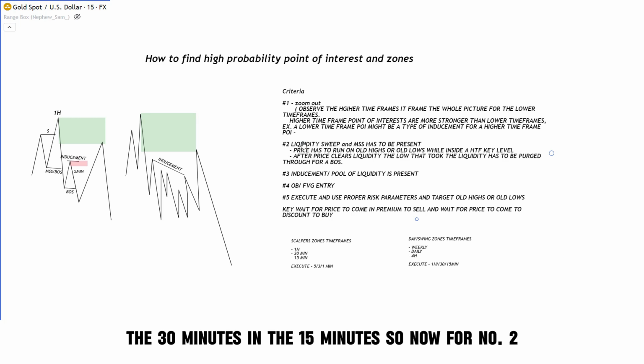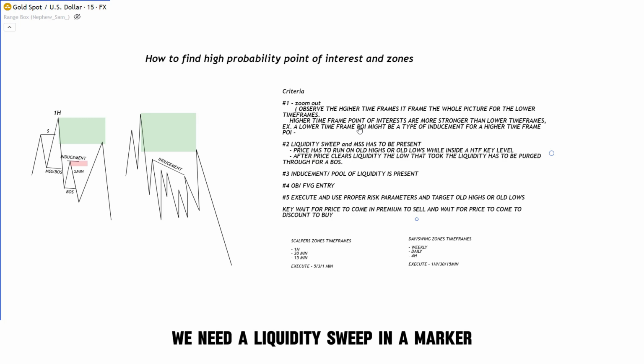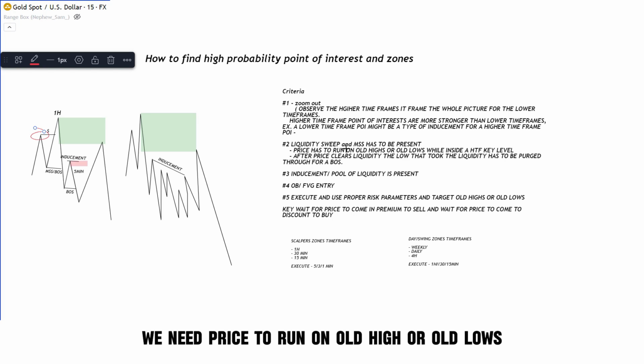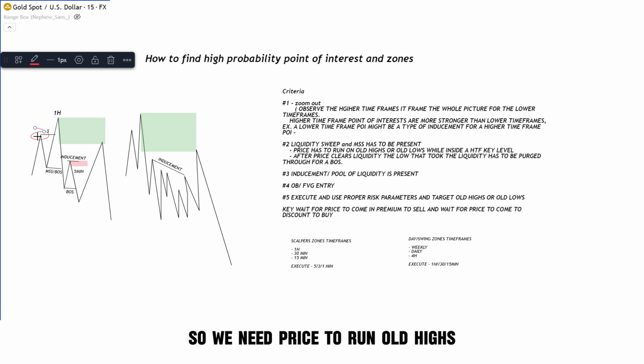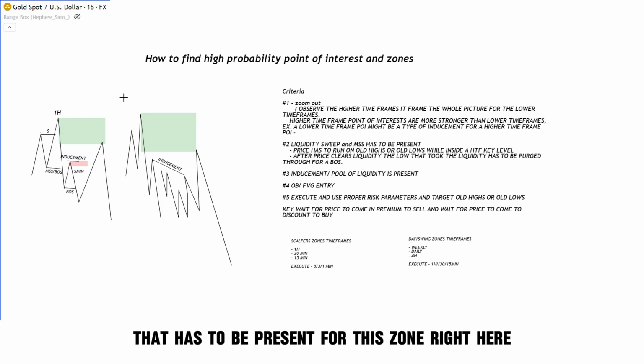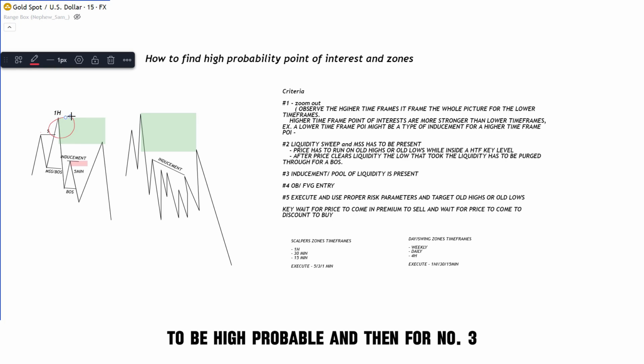15 minutes. So now for number two, we need a liquidity sweep and a market structure shift has to be present. So as you guys can see here, we need price to take liquidity from an old high, right? We need price to run old highs or old lows while inside a higher time frame key level. So we need price to run old highs and give us a break of structure of the old low that ran on the old high. That's for number two of our criteria. That has to be present for this zone right here to be high probability.